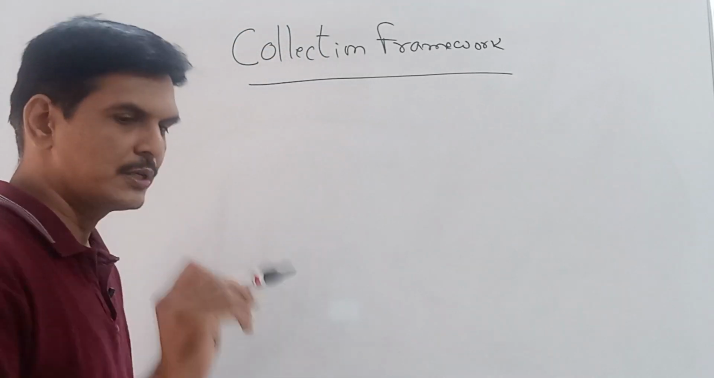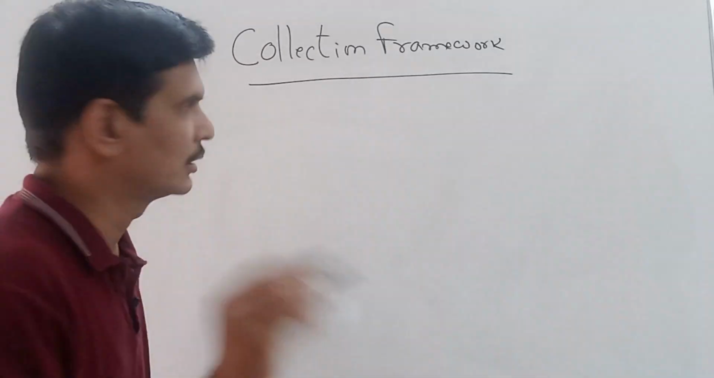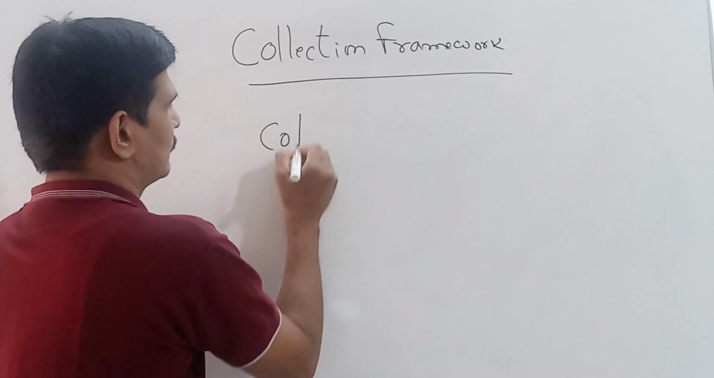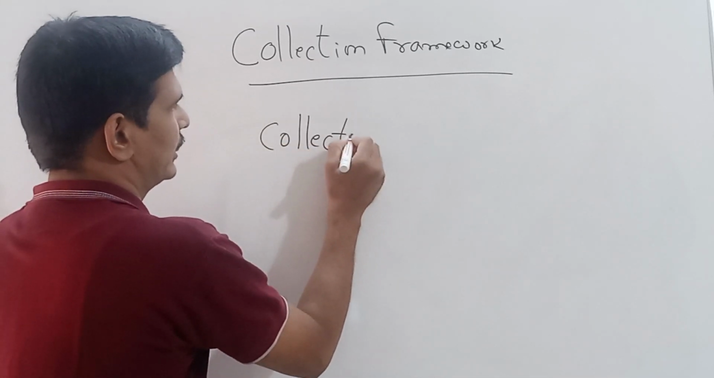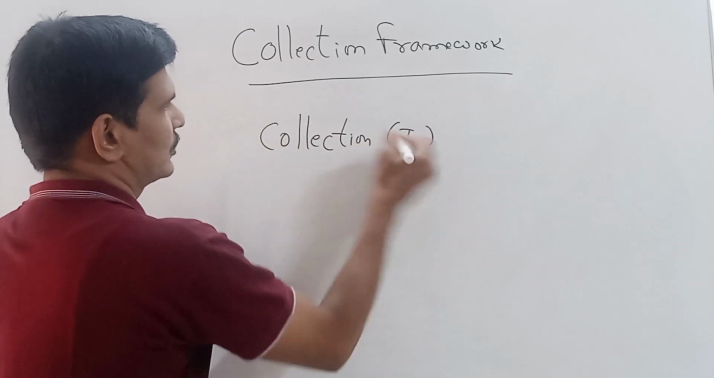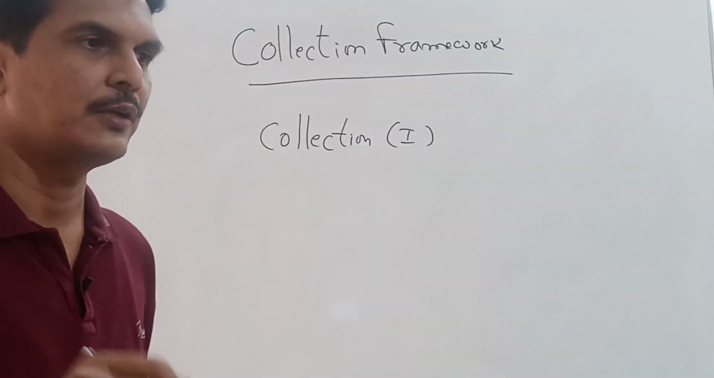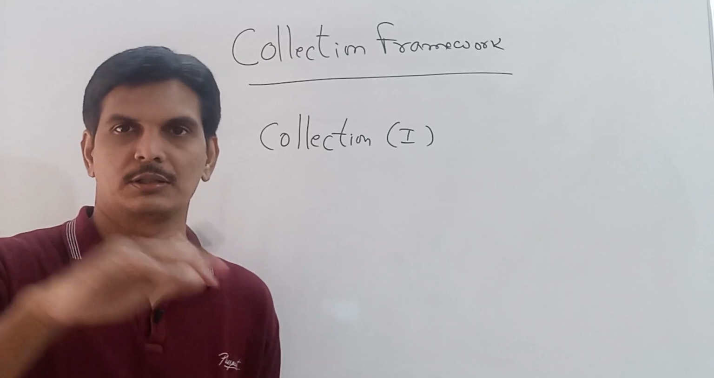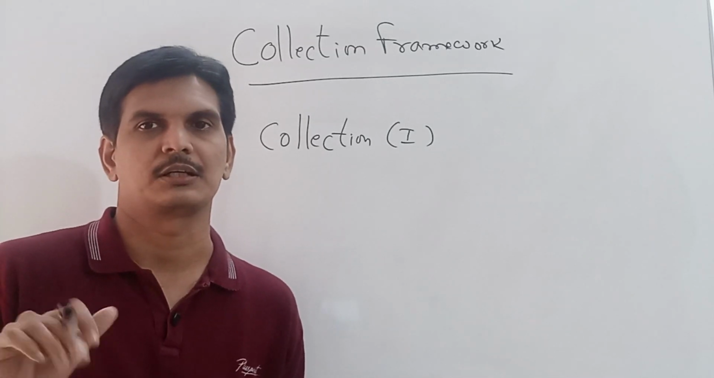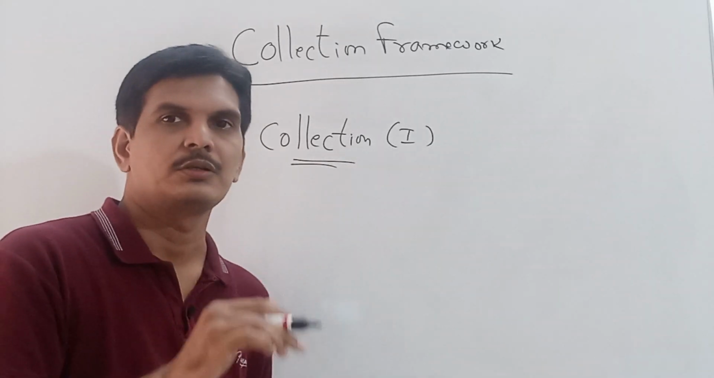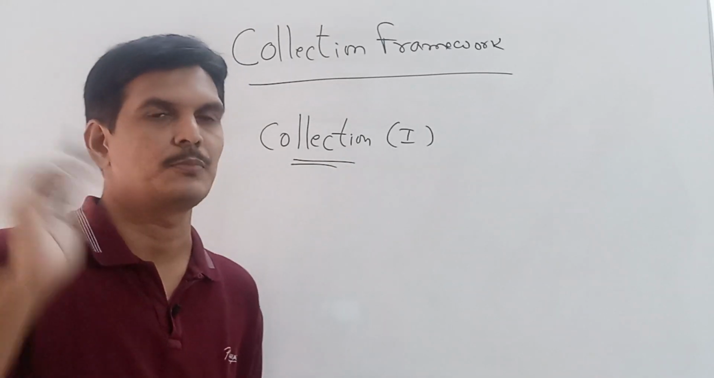The first and most important interface in the collection framework is the Collection interface. So the name of the interface is Collection. Basically this is an interface, and it is the root interface. We can simply call it the root interface for all other collection related classes and interfaces, and it contains common methods which we can use for other collection objects.